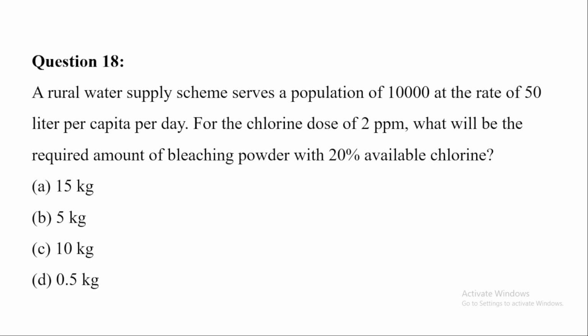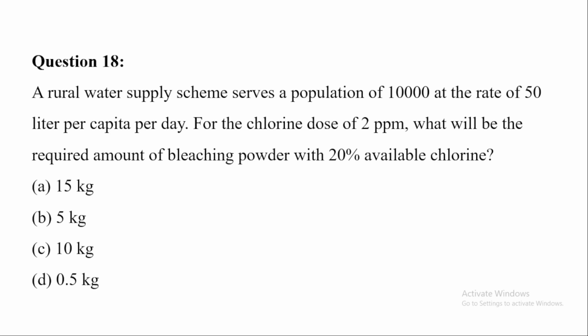So population is given as 10,000. Supply is 50 liter per capita per day. That means total supply will be 50 liter into 10,000, that is 50 into 10 raised to the power of 4 liters per day. And if you convert liter into meter cube, it will be 5 into 10 square meter cube per day.